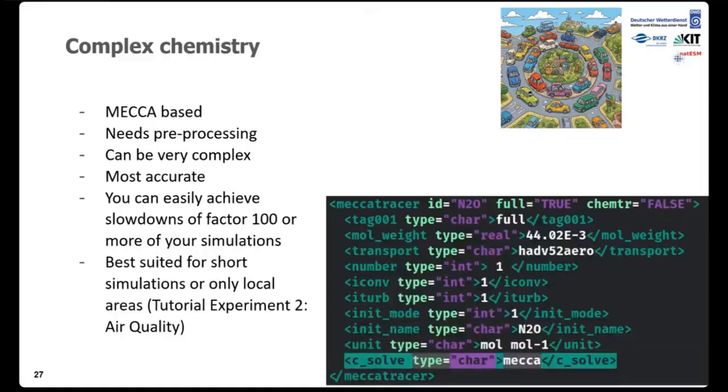Then to the complex chemistry, well, that one is MECCA-based. This needs then pre-processing with a MECCA/KPP tool. This can be very complex, but it's also most accurate. But if you do there a large mechanism, this will slow down your model a lot. So I've seen slowdowns of more than a factor of 100. Well, your model simulation will be near real time if you are unlucky. And so it's best suited for short simulations or only local area simulations. And one example you will see in experiment 2 by Corinna.